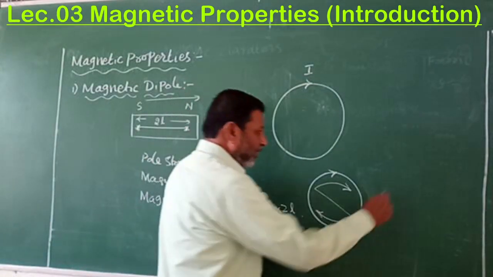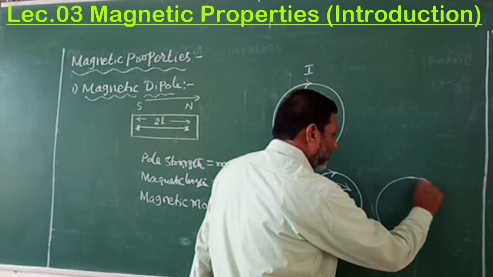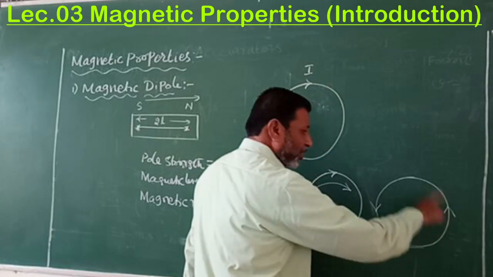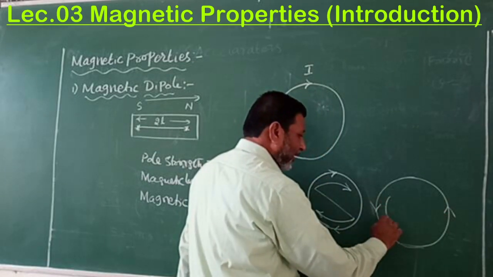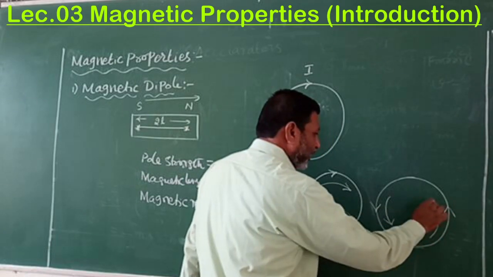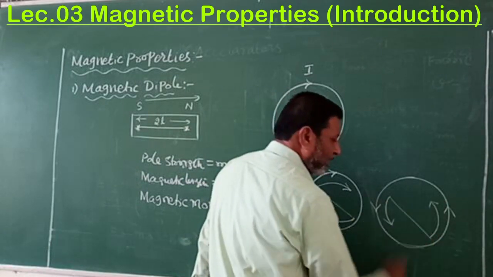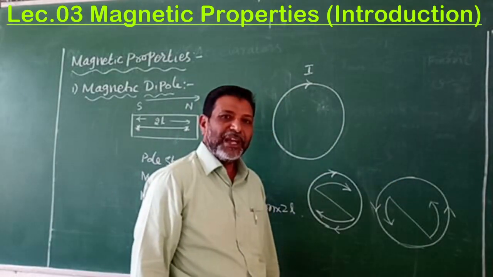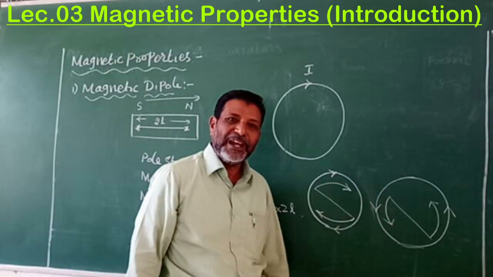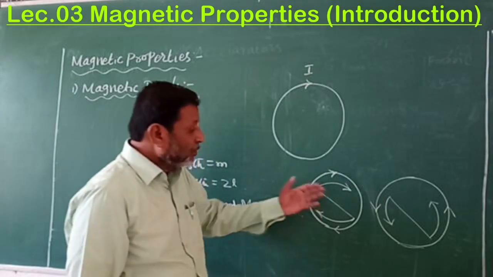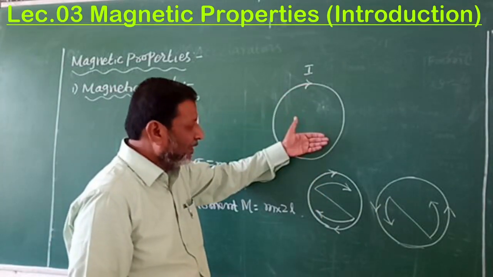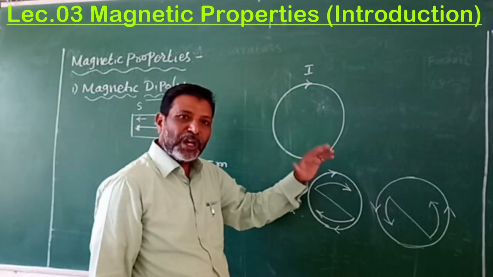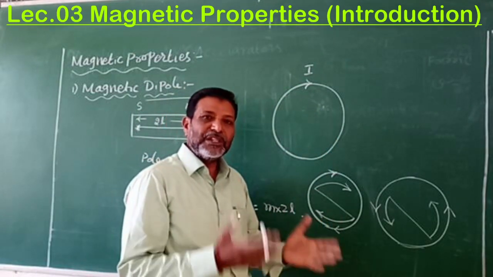The next case is if the current is in anti-clockwise direction. Here the direction of the current is like this, and here the direction of the current is like this. Again, you join the tails. Now it looks like an N type, which means this face of the coil acts like a north pole and its opposite face acts like a south pole. Therefore, a circular loop carrying current acts like a dipole, which has two poles, north pole and south pole. And how do we identify which is the north pole and south pole?